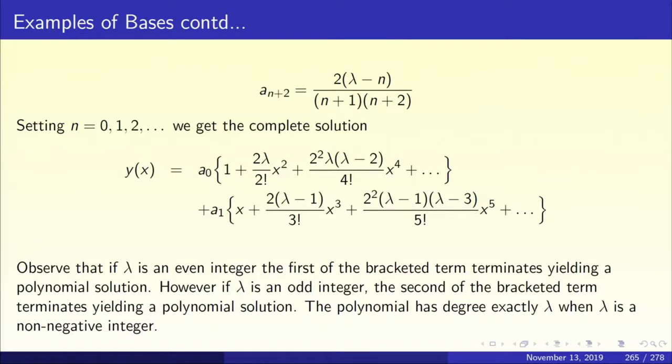That truncates to a polynomial of degree 2. If λ = 4, that will truncate to a polynomial of degree 4, etc. If λ = 1, then the term involving a_1 will truncate to a polynomial of degree 1. If λ = 3, it will truncate to a polynomial of degree 3, etc. So what do we conclude? We conclude that if λ is a non-negative integer, then the differential equation admits a polynomial solution. So we get polynomial solutions.